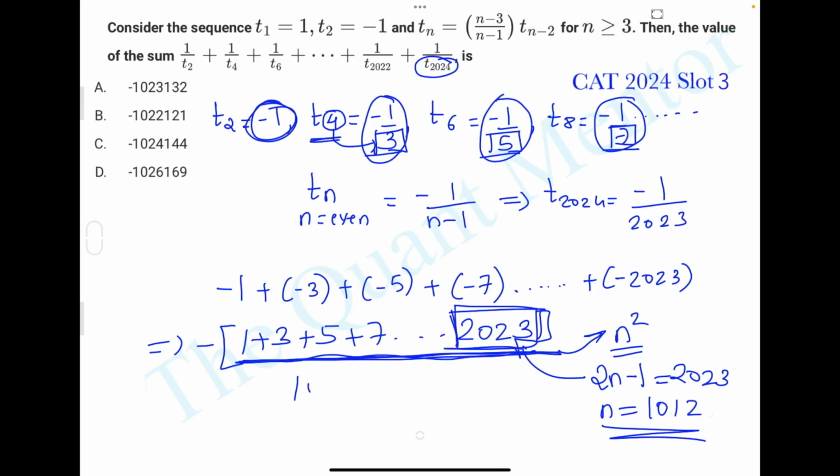Their sum is simply 1012 square and a minus sign outside. Now 12 square ends with 44, 144. So using the concept of last two digits, the last two digits of the square will also end with 44 and a minus sign. So my answer has to be the C option. Minus 1024144. That's the answer to the question, option C.